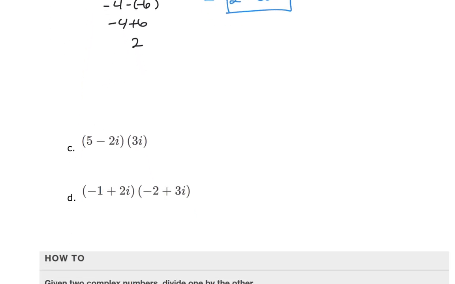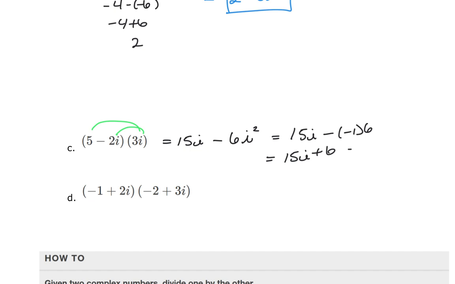I'm going to distribute this 3i here and here. So I'm going to distribute the 3i onto the 5. I'm going to multiply like terms, which gives me 15i. And then I'm going to multiply the 3i and the negative 2i, which is going to give me negative 6 i squared. The i's are going to square, just like it'd be x squared. But i squared is negative 1, so this is 15i minus a negative 1 multiplied by 6. So this becomes 15i plus 6. And if I were to write this in the appropriate a plus bi form, I would write this as 6 plus 15i.